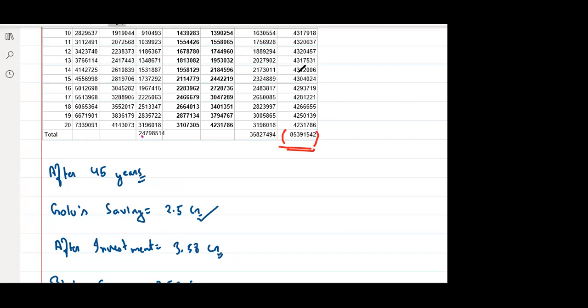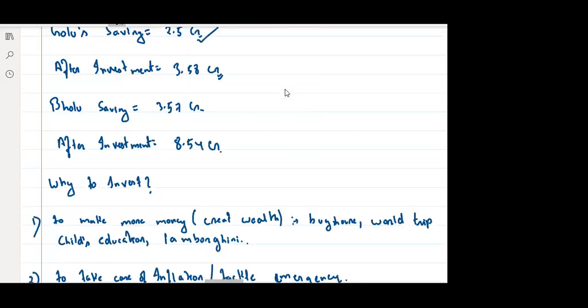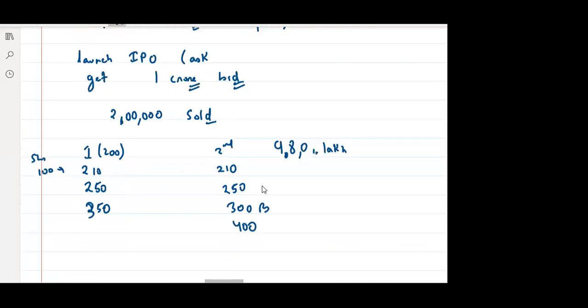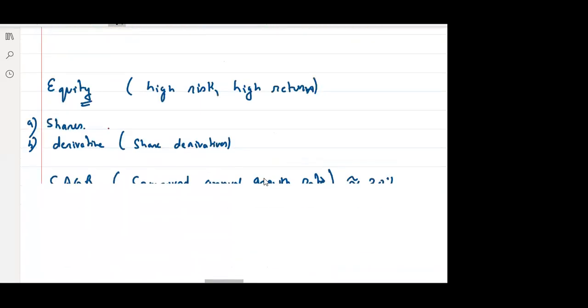So suppose I'll just take this. I'm having 8 crore 53 lakhs. I am Bholu. So what will I do? Tell me what I will do. What is the smartest thing to do? Tell me. What is the smartest thing to do?